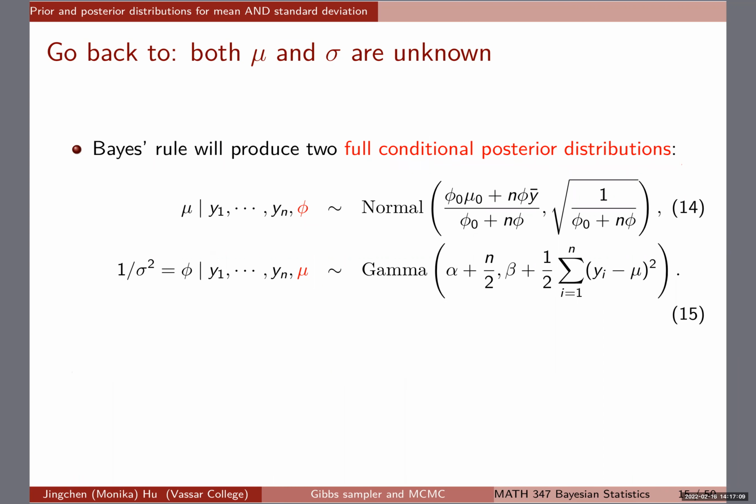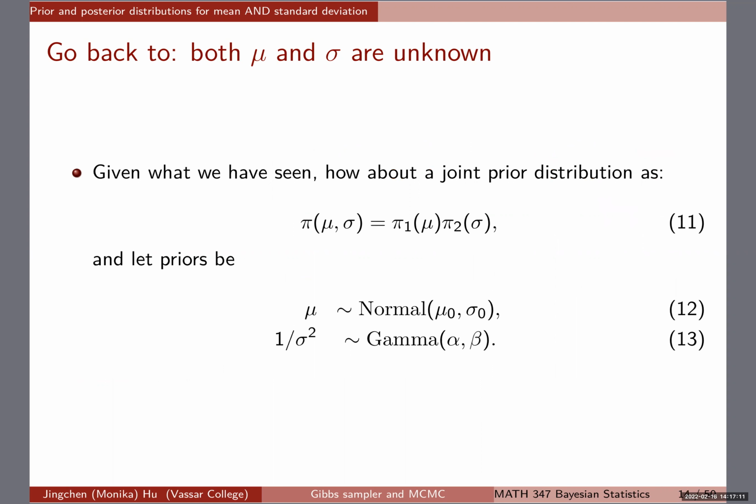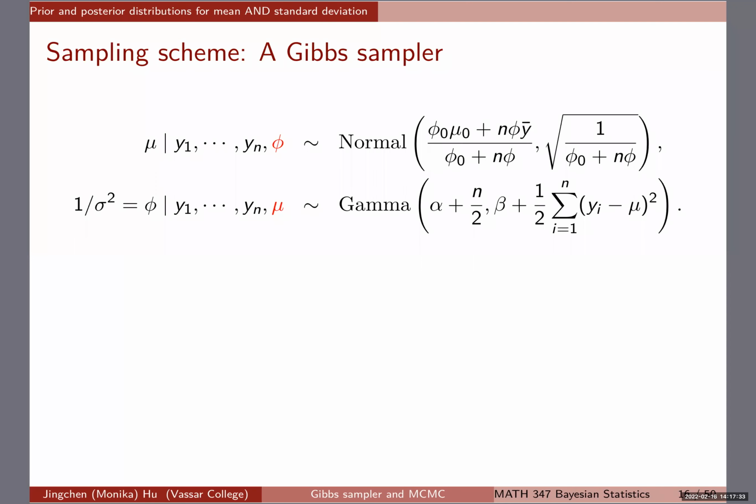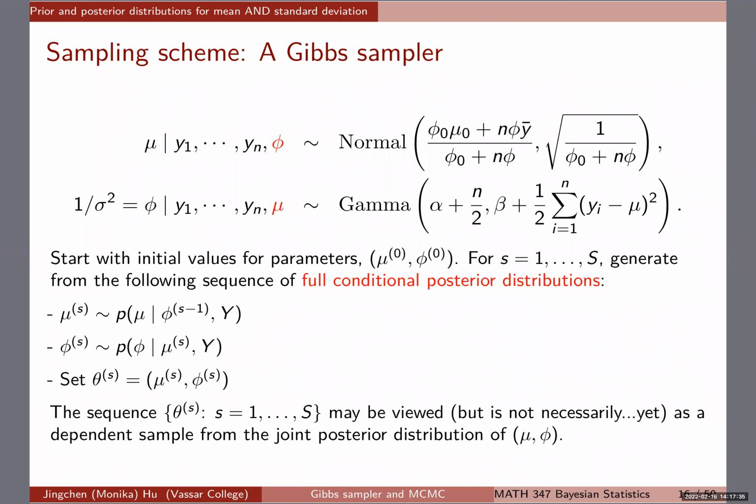Like I said, with independent priors, when you multiply the priors together, if I'm just working on the full conditional posterior distribution for mu, I don't need to worry about anything about sigma. If I'm only deriving the full conditional posterior distribution for sigma, I don't need to worry about anything about mu. So even if there are extra terms in the prior, it doesn't really matter.